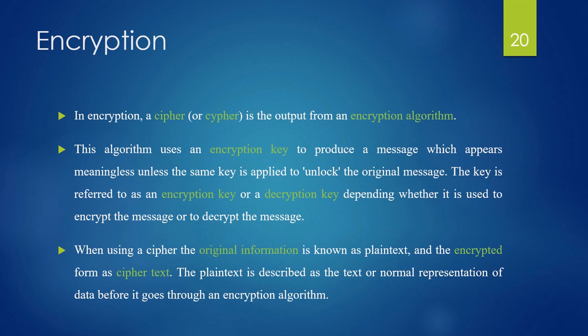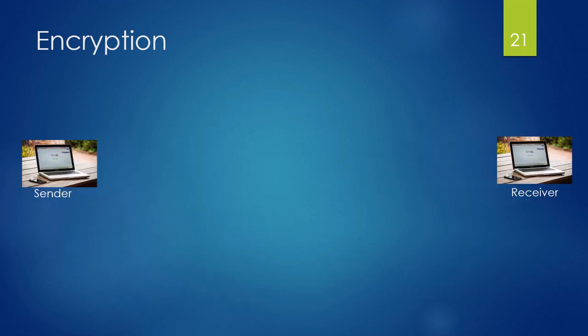When using a cipher, the original information is known as plain text and the encrypted form as ciphertext. The plain text is described as the text or normal representation of the data before it goes through an encryption algorithm. So here we are going to see the concept of plain text and ciphertext.